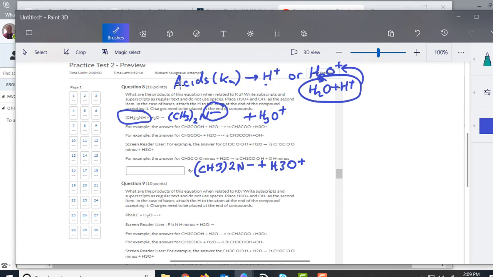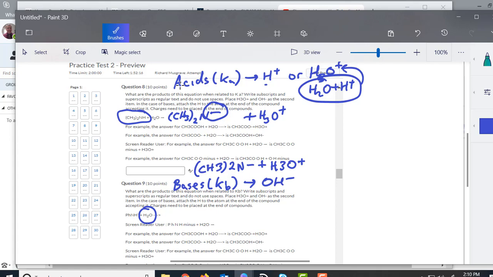In number 9, we are looking at Kb. Now Kb is, we're now talking about a base, and bases, which have to do with Kb, and the B stands for base, of course, will form OH minus. And one of the things you'll notice about these kinds of base equations is they'll always have water as one of the reactants, and that's going to be the source of the OH minus.